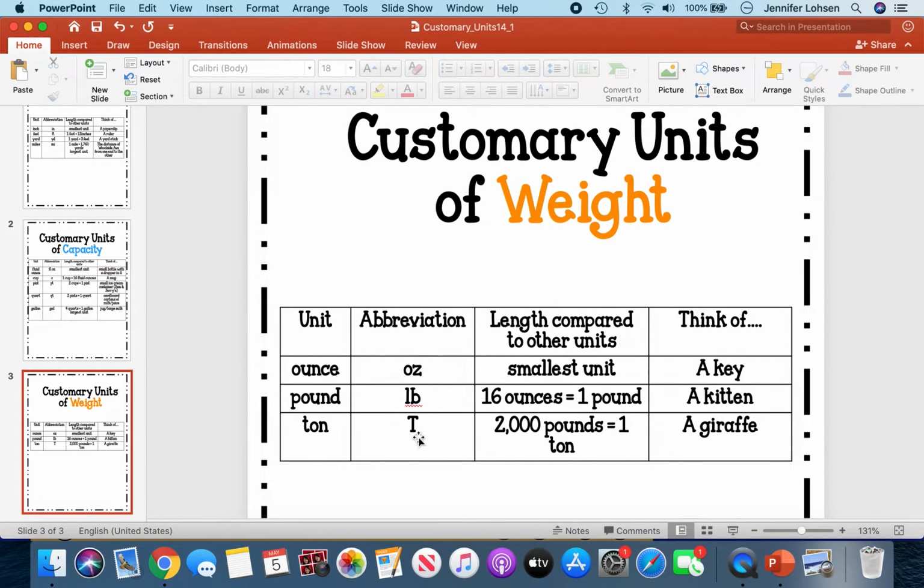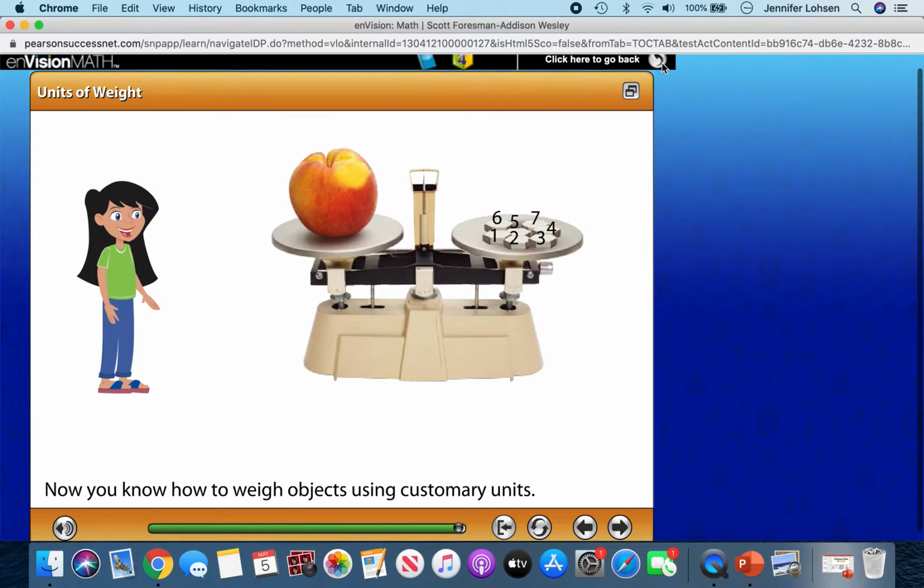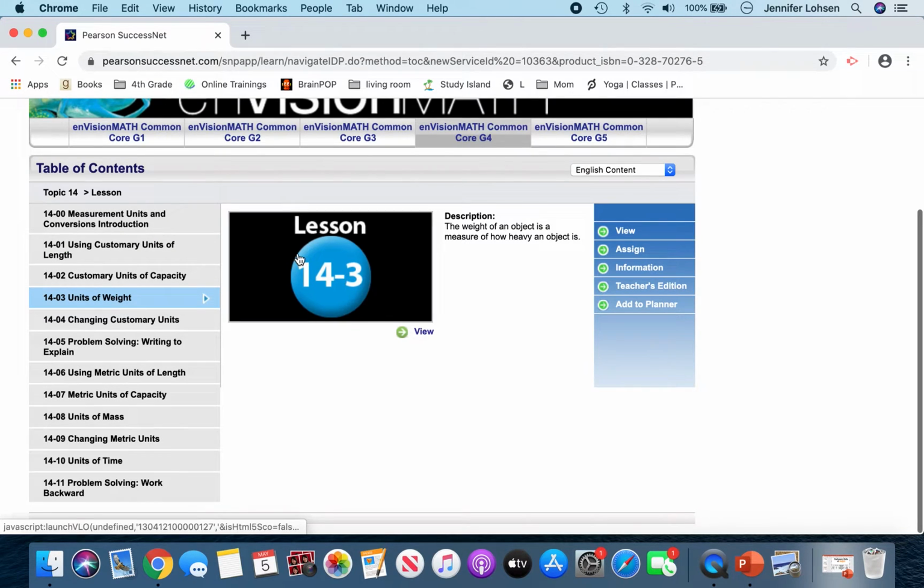The abbreviation for this, it's so large, it's so great, that this is the only abbreviation that has that capital T, okay? It has a capital T where all of the other ones are lowercase. And its weight is 2,000 pounds is equivalent to 1 ton, and we want you guys to think of a giraffe, okay? So let's jump into our quiz.